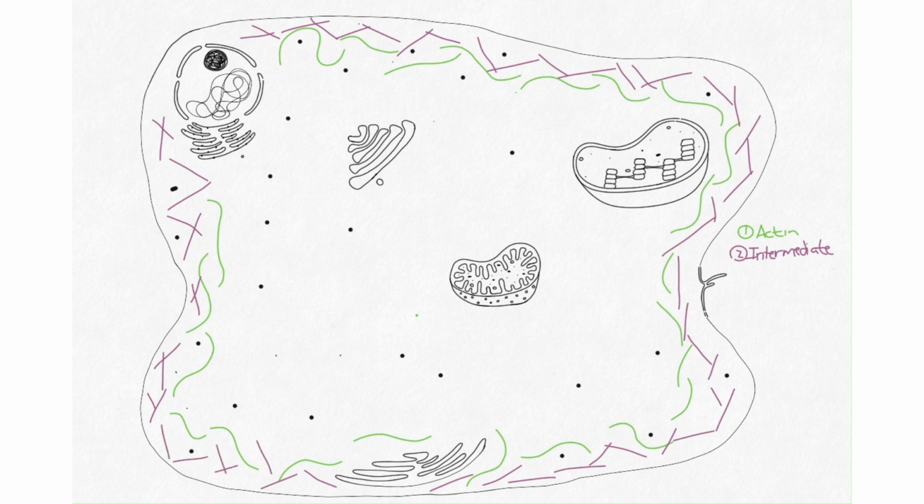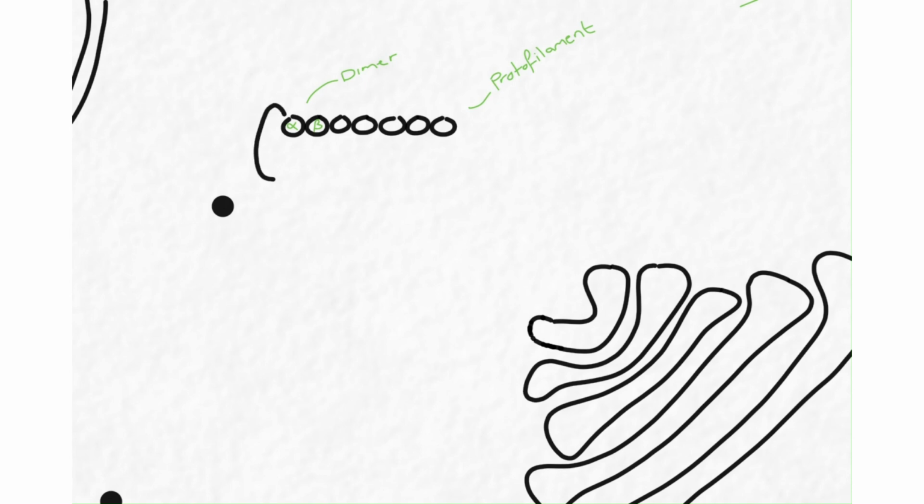Then there are intermediate filaments that are 10 nanometer strong, rope-like structures that are mainly responsible for strength and support. Lastly, we have the microtubules. These are the largest of the group at 25 nanometers in diameter. Microtubules are made up of alpha tubulin and beta tubulin, which together form a dimer. These dimers are joined end to end to form a protofilament. When 13 of these protofilaments are arranged in a cylinder, it is known as a microtubule.